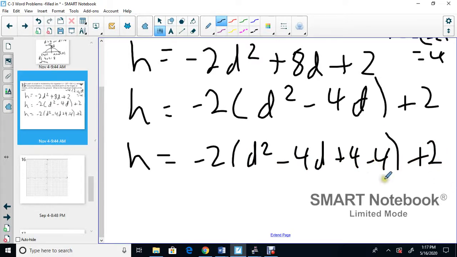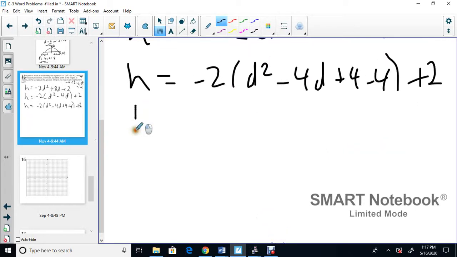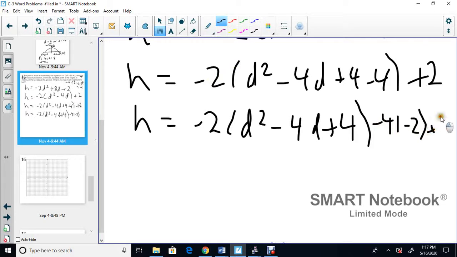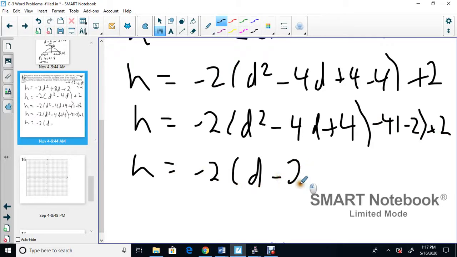Now we're going to take out the negative 4. So h equals negative 2 d squared minus 4d plus 4. And when you take out the negative 4, you multiply by negative 2. I'll show that: negative 4 times the negative 2, and you add the 2. Next step, negative 2 times d minus 2, squared.